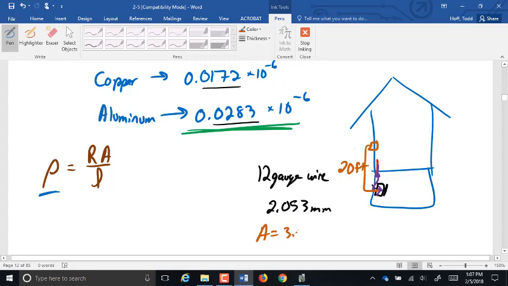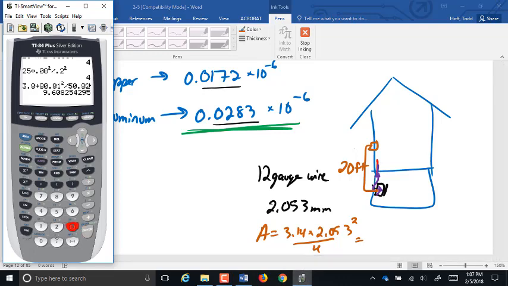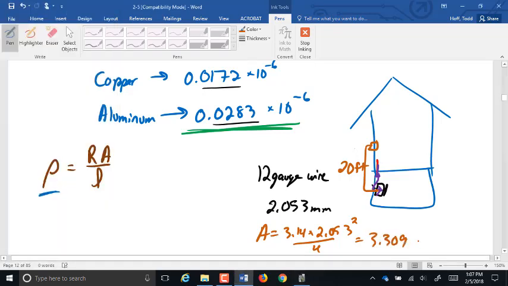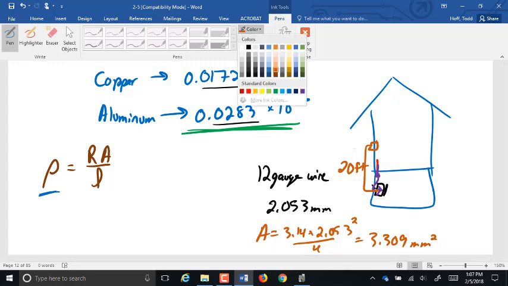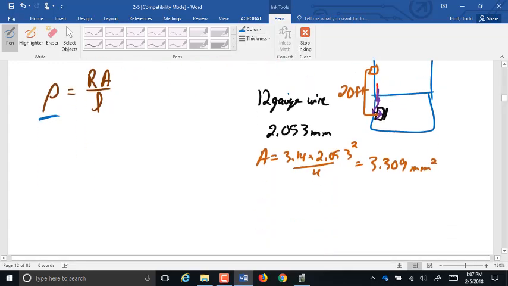Well, it's going to be pi, 3.14, times 2.053 squared, divided by 4. Remember, that's just diameter squared over 4 instead of radius squared. So 3.14 times 2.053 squared divided by 4. So your cross-sectional area there is 3.309, and that is millimeters squared. So in our formula over here, that goes in for our cross-sectional area.